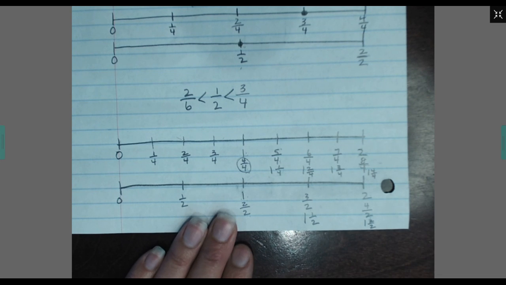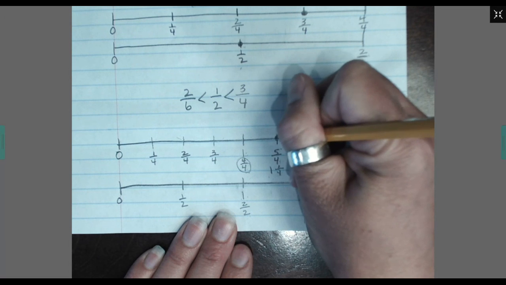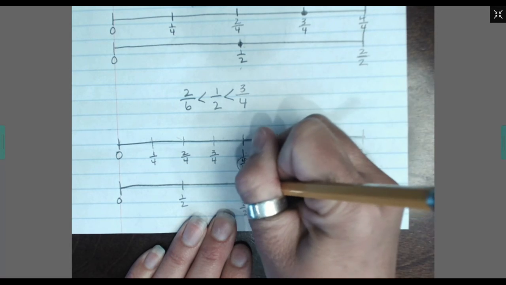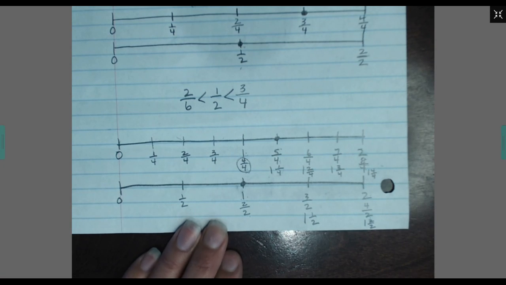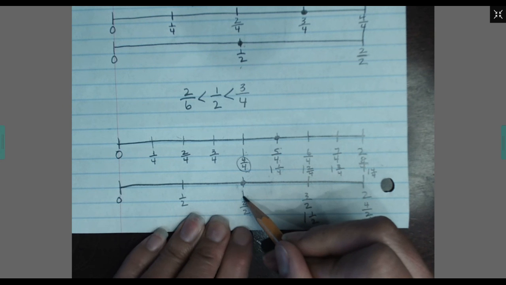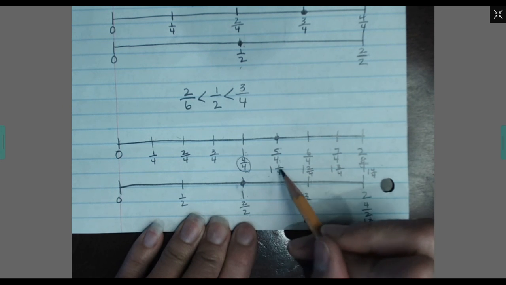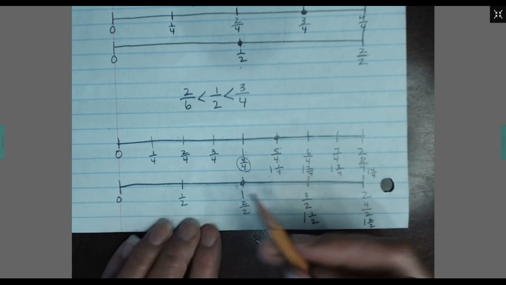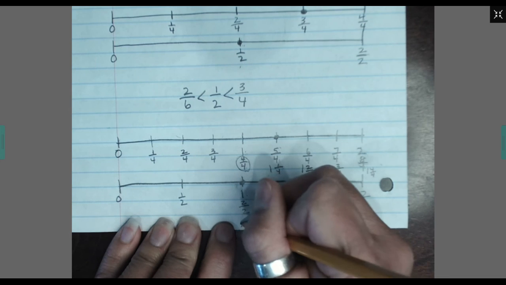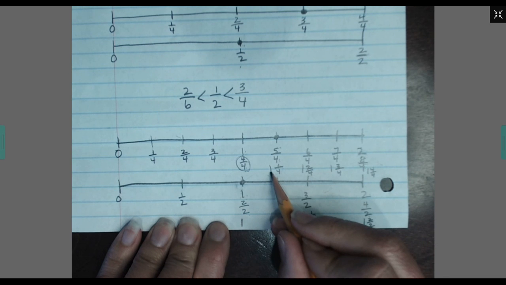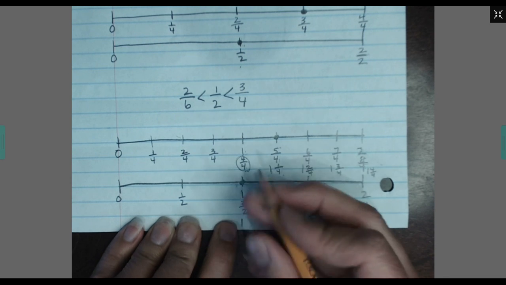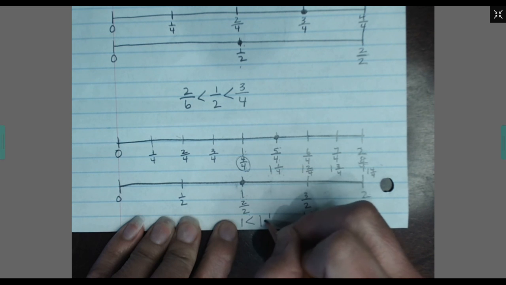So if we were to plot some points and compare them, how does 1 whole compare to 1 and 1/4? This only has 1 whole, and this has 1 whole and 1/4. Therefore, the 1 and 1/4 is larger.